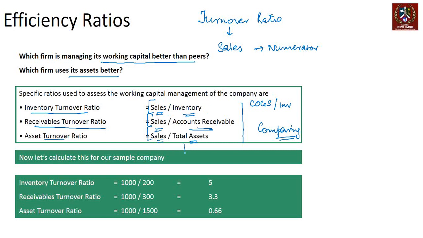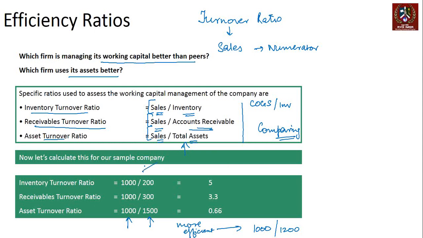If you look at sales by total assets, it's a way of saying if a company uses fewer assets to generate the same amount of sales, it is more efficient. So this company generates 1000 crore of sales on 1500 crore of assets. If there's another company that generates 1000 crore on 1200 crore of assets, this company is more efficient because they're generating more sales on the same amount of assets.